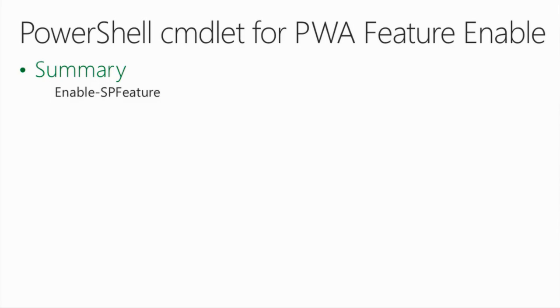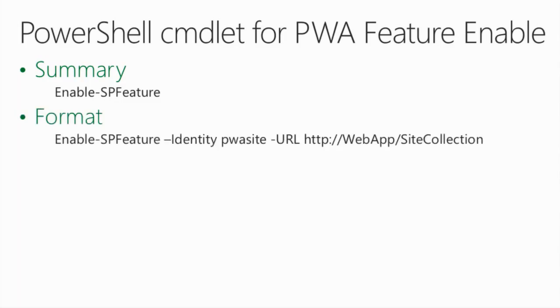It has the same format as all the commandlets do. This is the actual format. It's the verb-noun with the identity, which is your PWA site. For this command, the identity is always PWA site because that tells it what features it's enabling. So it's required, but it's not going to change. If you do multiple upgrades, you're always going to put PWA site in there. That's what you're installing. And then you have to put the URL, and that's the URL of the actual PWA site collection.